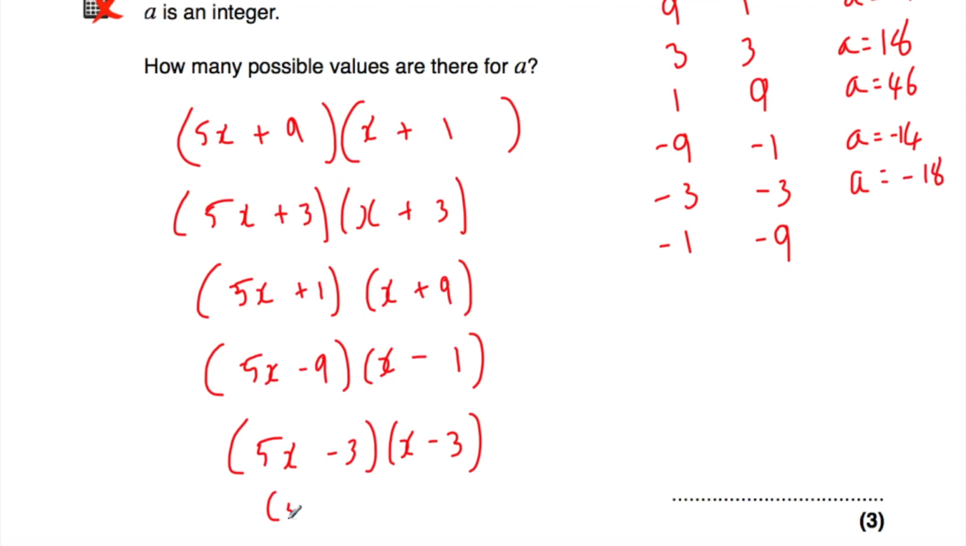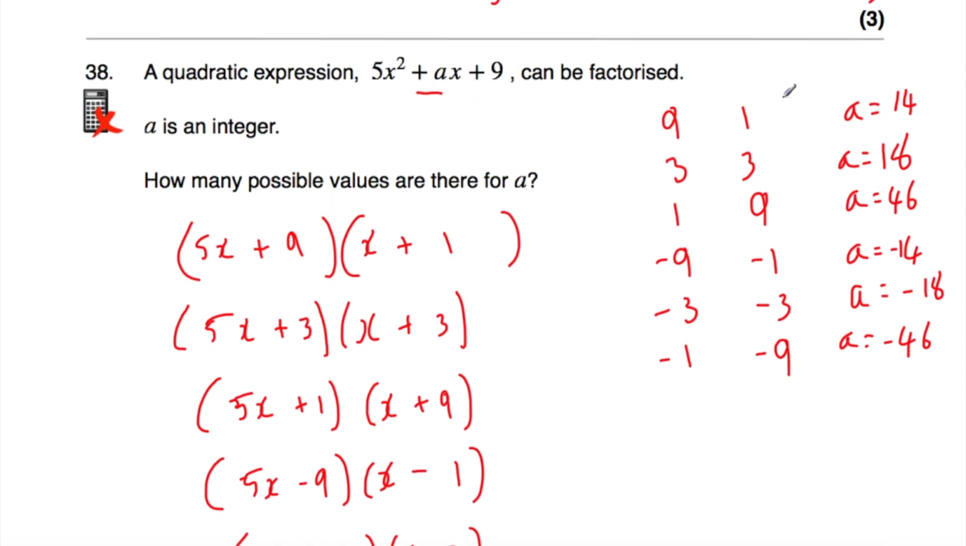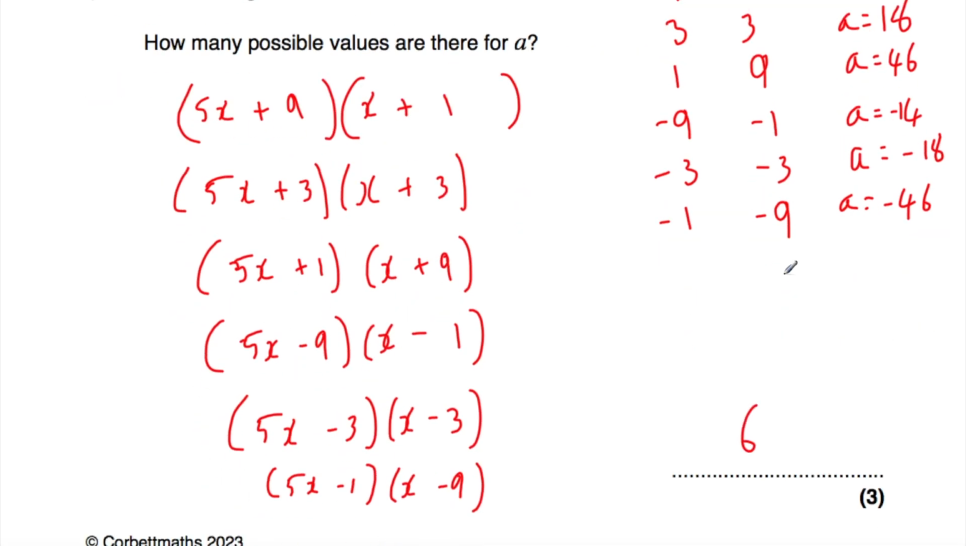And finally, if we had a 5x minus 1 and an x minus 9, if we expanded our brackets, our middle terms, 5x times minus 9 would be minus 45x, minus another x, a would be equal to minus 46. So altogether, the question says how many different possible values are there for a? So that would be 1, 2, 3, 4, 5, 6. There's 6 possible values for a, and that's it.